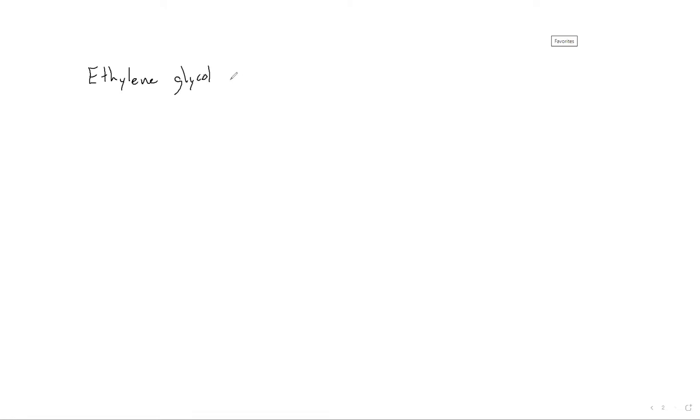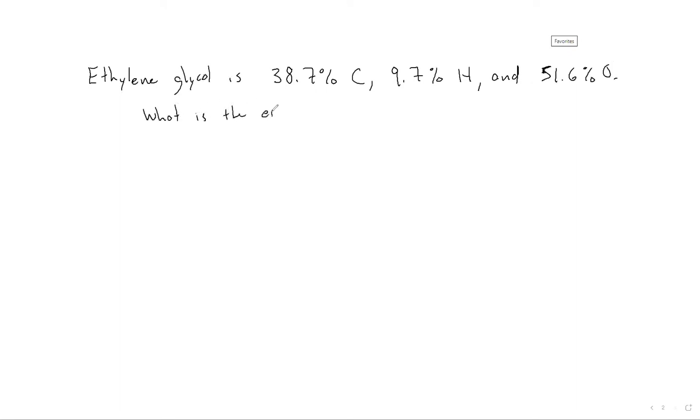Ethylene glycol is 38.7% carbon, 9.7% hydrogen, and 51.6% oxygen. What is the empirical formula?